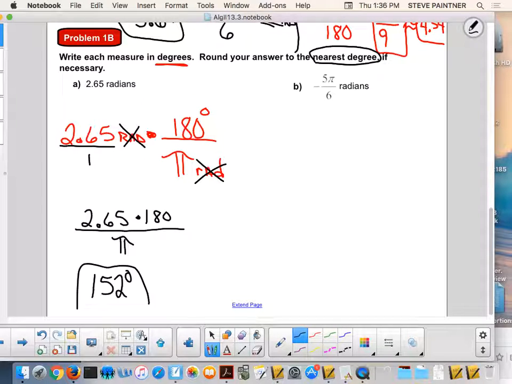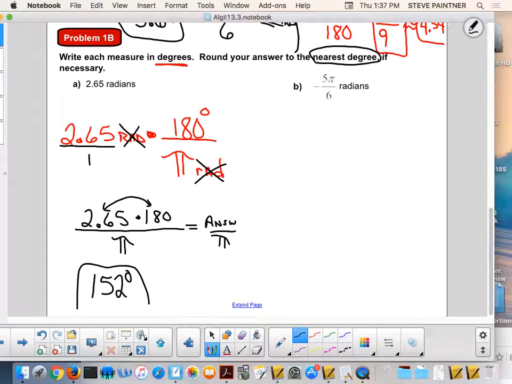If you want to, you could just do the 2.65 times 180 up before you put it to look like that. You can get rid of the radian and then 2.65 times 180 and then divide by pi. I could do this times this, get an answer, divide by pi. Yeah, that's it. That's what you're doing. Okay. All right, next.